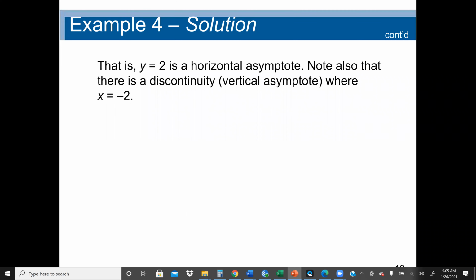Now let's try the second one. So that's what they are explaining here. Our answer 2 means we are going to get a horizontal asymptote.